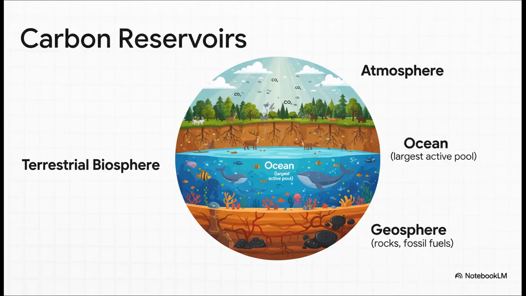And to get a handle on these two clocks, we first have to figure out, well, where is all this carbon hanging out? These are the main storage bins. You've got the atmosphere, as CO2 and methane. Then there are the oceans, which are the largest active pool, huge. Then you have the terrestrial biosphere. That's basically all the plants, animals, and soil. And finally, the geosphere, which is all the carbon locked away in rocks, sediments, and fossil fuels.